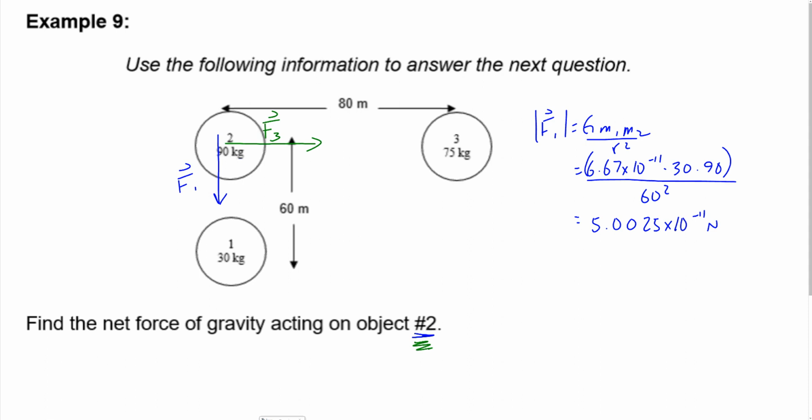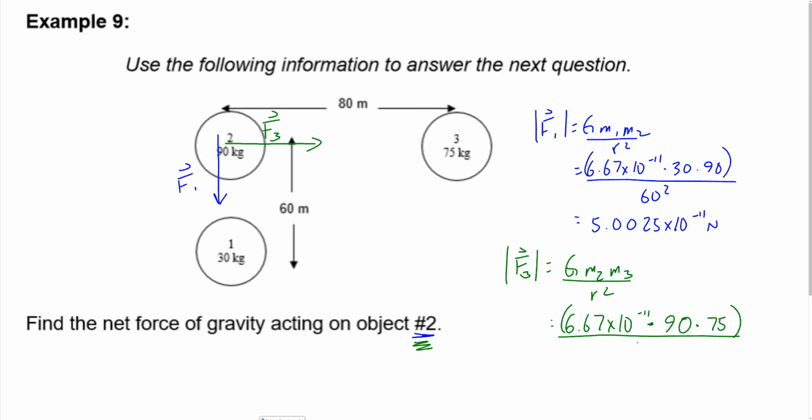Let's find the force caused by number 3 on number 2 now. We're going to say G times M2 M3 over R squared. That's 6.67 times 10 to the minus 11 times 90 kilograms times 75 kilograms divided by the distance squared, which is 80 squared. Calculate that value. Make sure, again, you can get this on your calculator. I get 7.03477 times 10 to the minus 11 newtons.